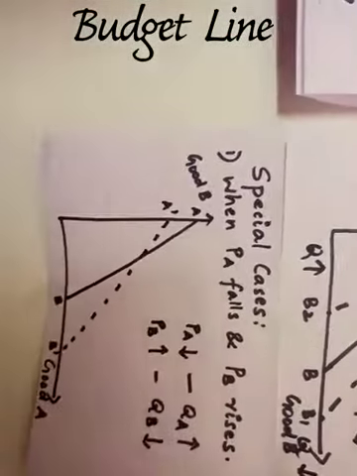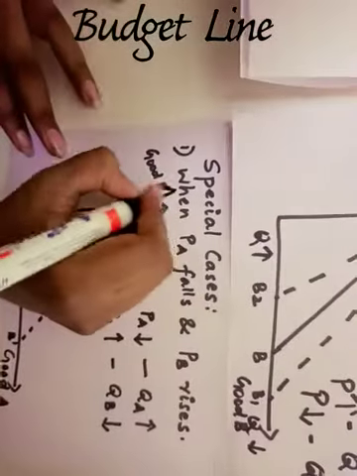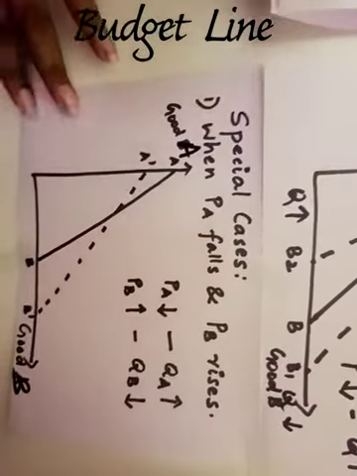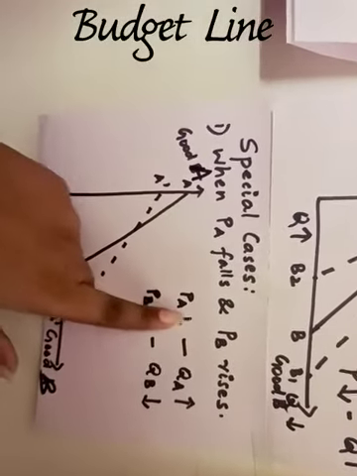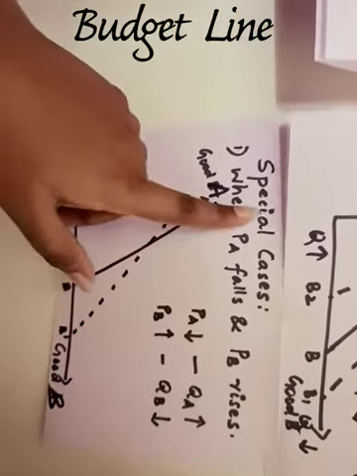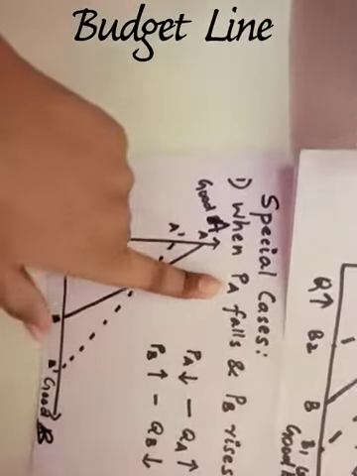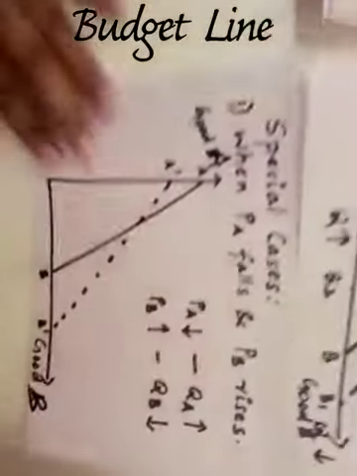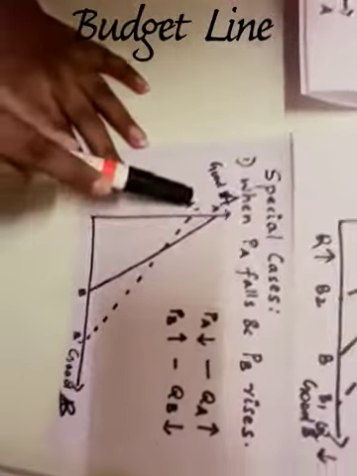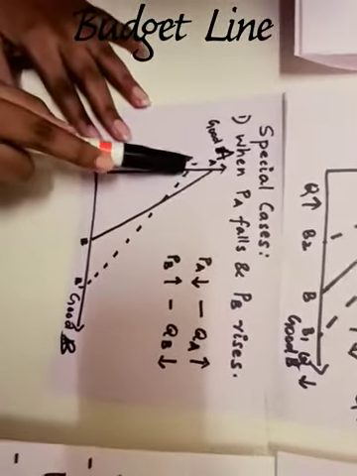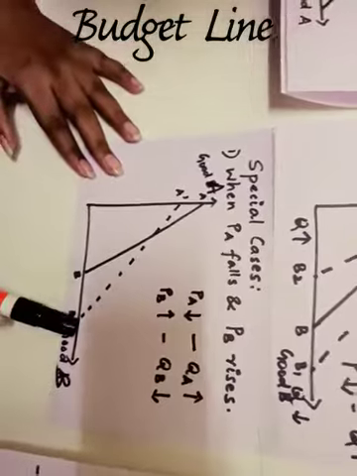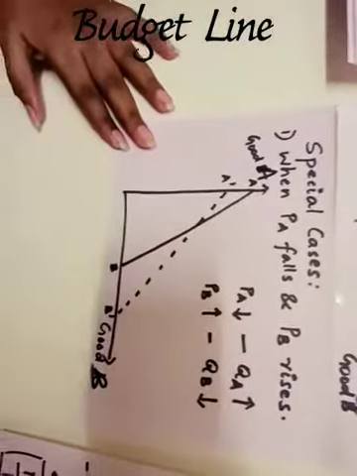Okay, sorry, a correction here. Here it is good A and here it is good B. So now the special case is when the price of A falls and the price of B rises. This is the shifted budget line A1, B1, where you will show a decrease in income spent on A and an increase in income spent on B. That is the shifted budget line.